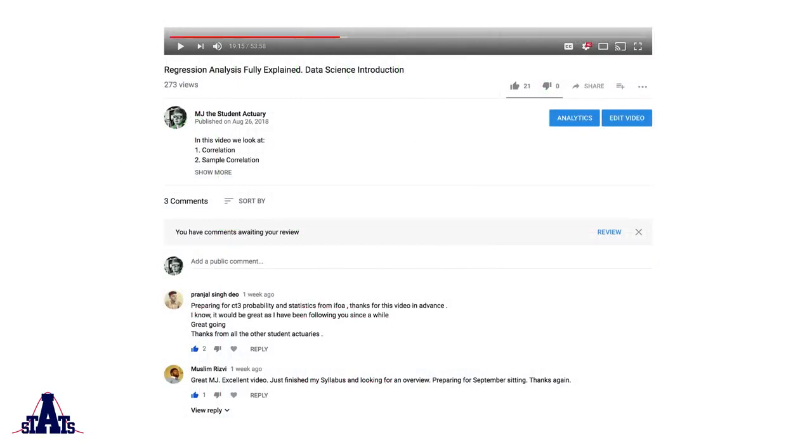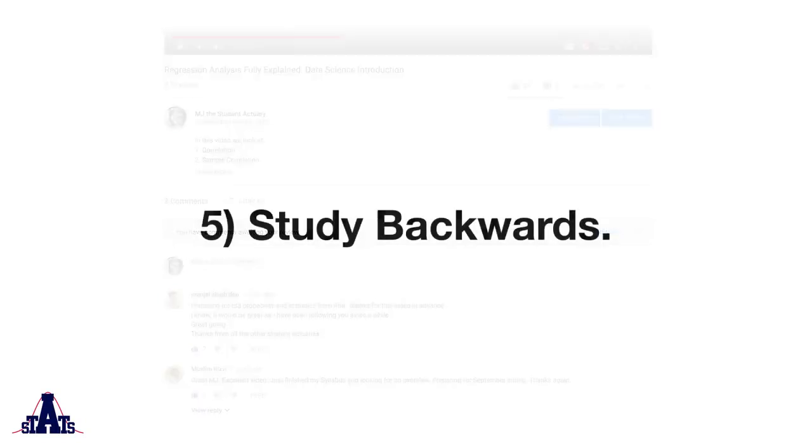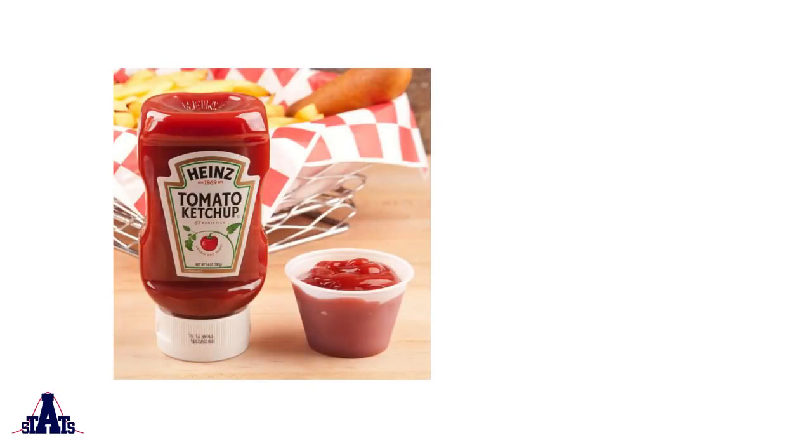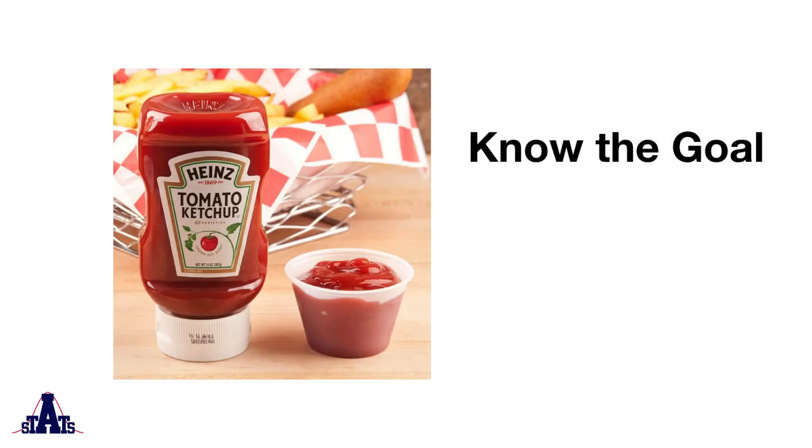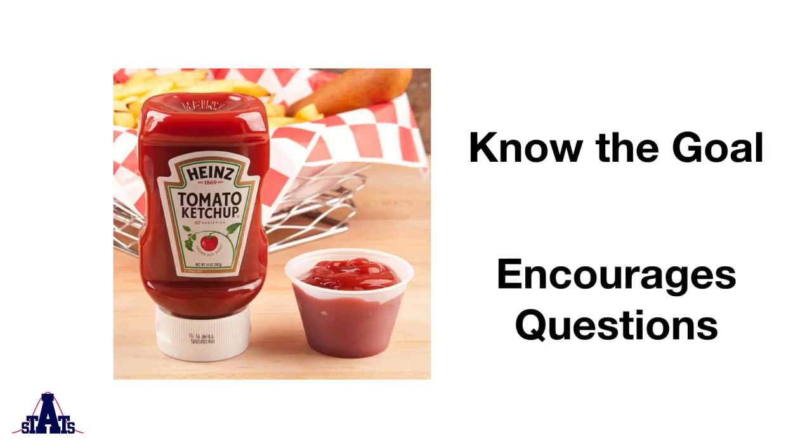But I would almost recommend watching this video in the beginning. I know regression is one of the later chapters, but there is a bit of a trick to studying backwards. Just like how they took tomato sauce and flipped it on its head and it just worked so much better. By studying something backwards, it can help you know what the end goal is, and it can encourage questions because you're like, what is this? How did I do this? Where does this come from? And that is step 6 to studying. You need to question everything.